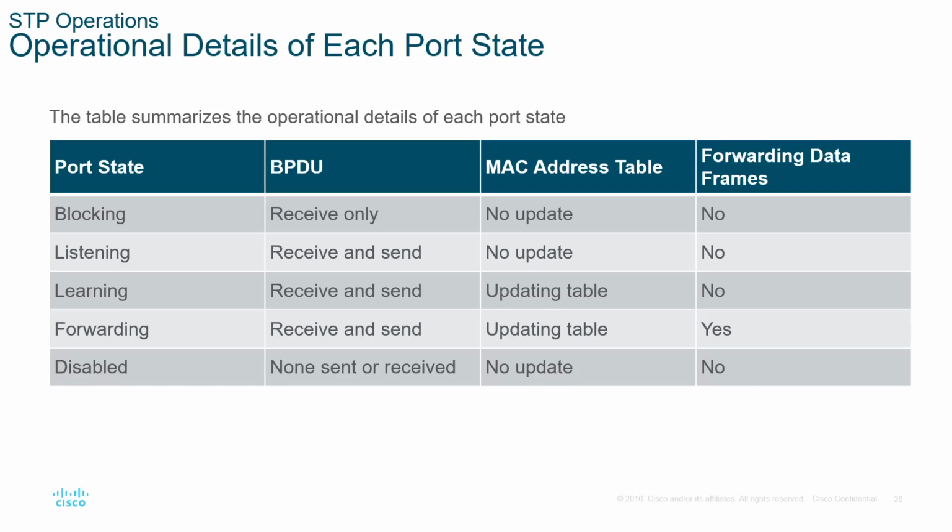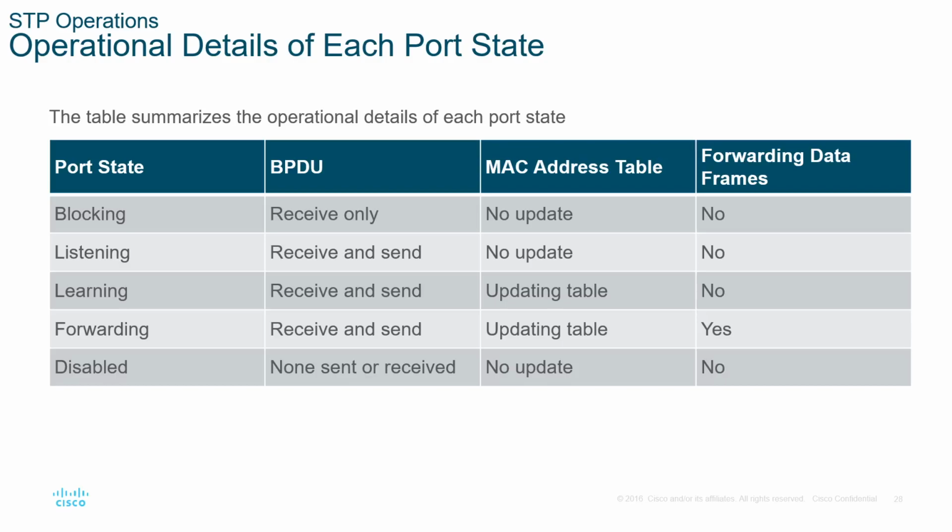When we talk about the learning state, it is a state that allows the port to receive and send BPDUs and also update the MAC address table. Now, the only thing that the learning state port cannot do is forward frames. Now, the forwarding state is the state that we desire to have. It basically allows the port to receive and send BPDUs, update the MAC table, and forward frames.